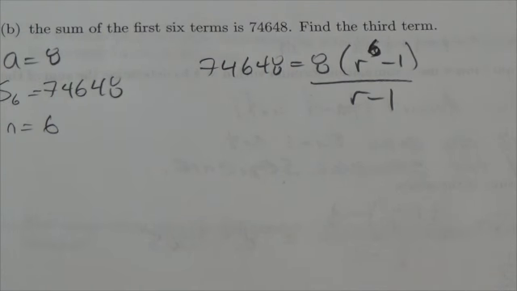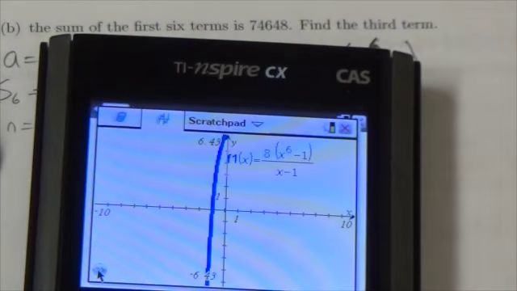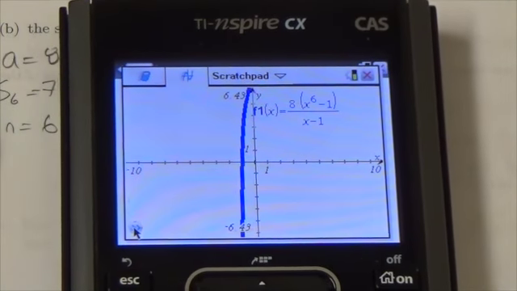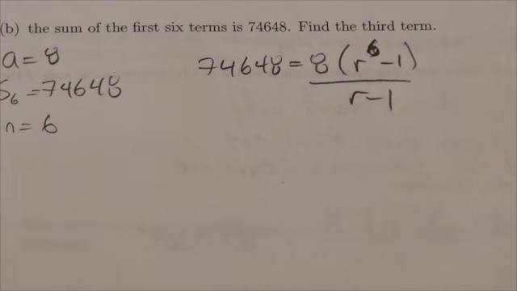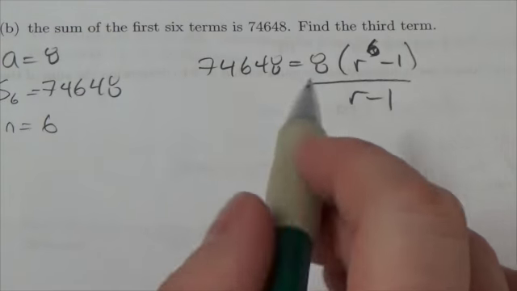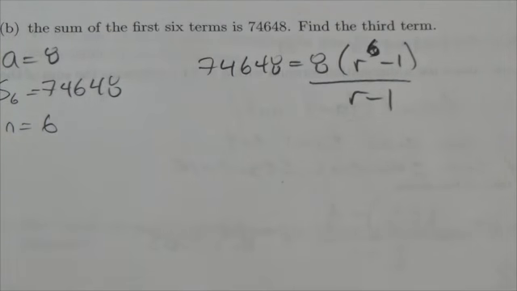So this will be 8 times bracket x to the power of 6 minus 1, divided by bracket x minus 1. Press enter. Now I'm getting a weird looking graph, but that's okay, that's not a big deal. I'm going to come back down to the y equals and enter 74,648. Press enter, so it's going to graph it.